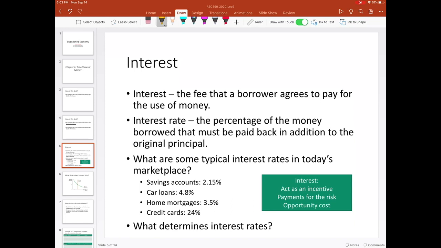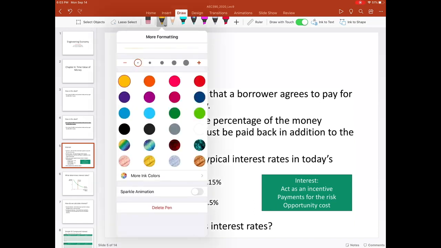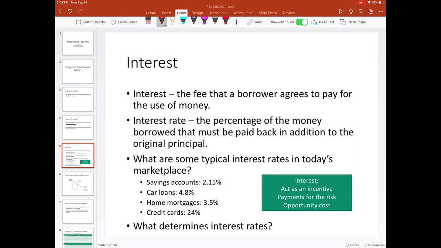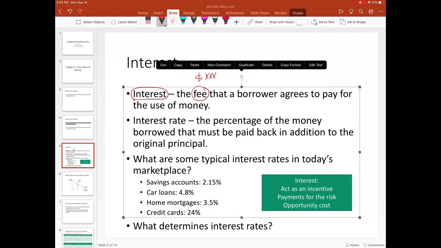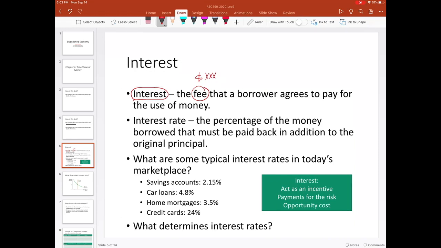Let me change to a red color. Interest is the fee. The fee is an amount of US dollars, a number, an amount of money. It's the fee that a borrower agrees to pay for the use of money. So interest is the amount of money that you pay back to the person you borrow the money from. Could be a bank, a person, or an investment company.